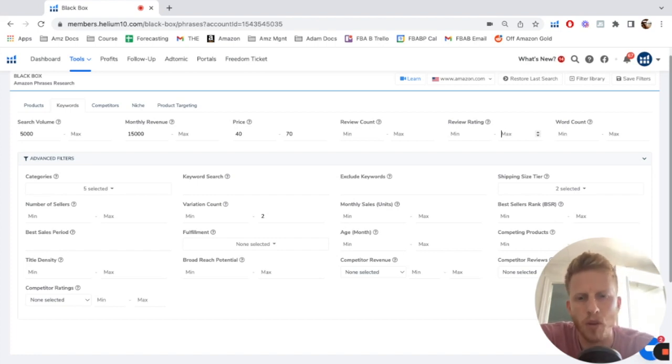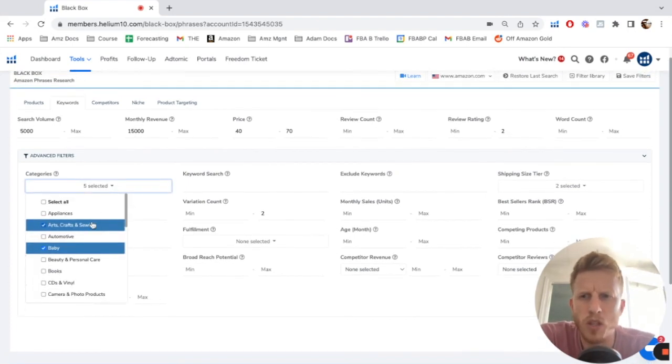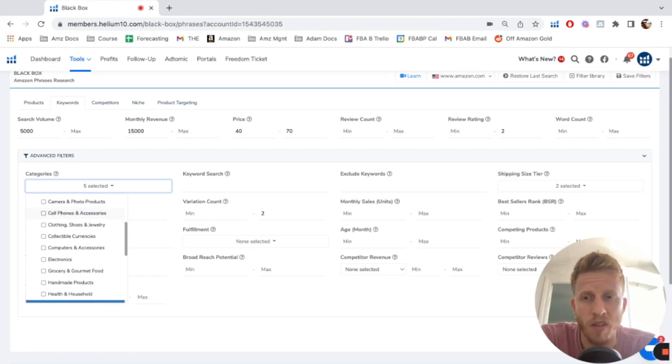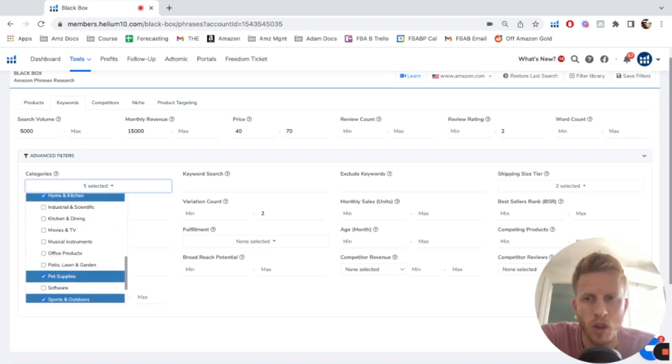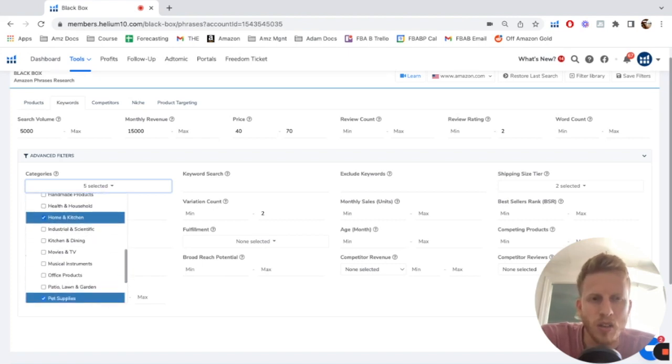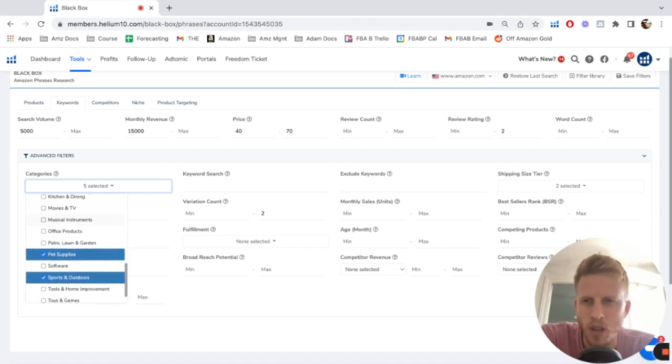So I'm going to go with 4.4. I want to find things that are at most 4.4. Categories: a lot of people say, what's the best category to sell in? Honestly, I just play around and look at all the different categories. There are some pros and cons. There's some difference in PPC costs and stuff like that, but that's probably a topic for another video.